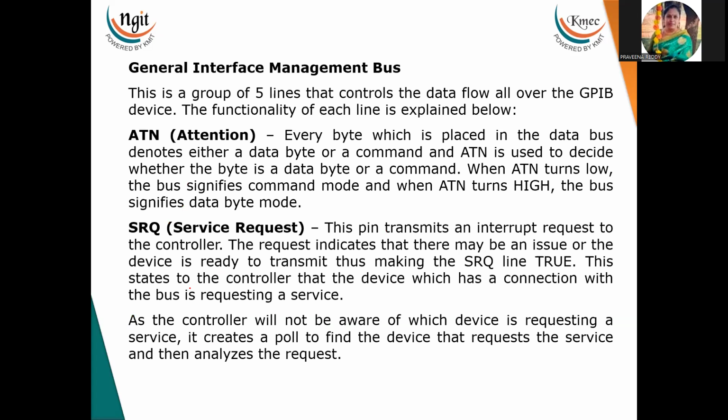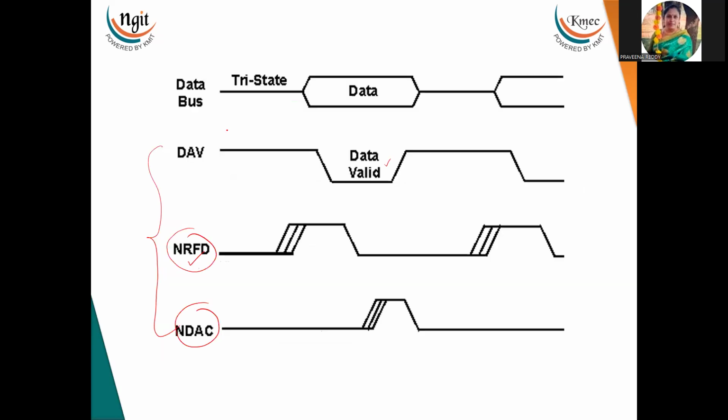Now we will see the general interface management bus lines. So total 5 lines are there. The first one is ATN, attention. If this attention signal is equal to 0, now here you can see the data bus. Whatever byte is placed on this data bus, whether it is the data byte or command word, that can be known by using the ATN. If the ATN pin is equal to 0, then the data placed is a command, and if this bit is equal to 1, the data placed on this data bus is a data byte.